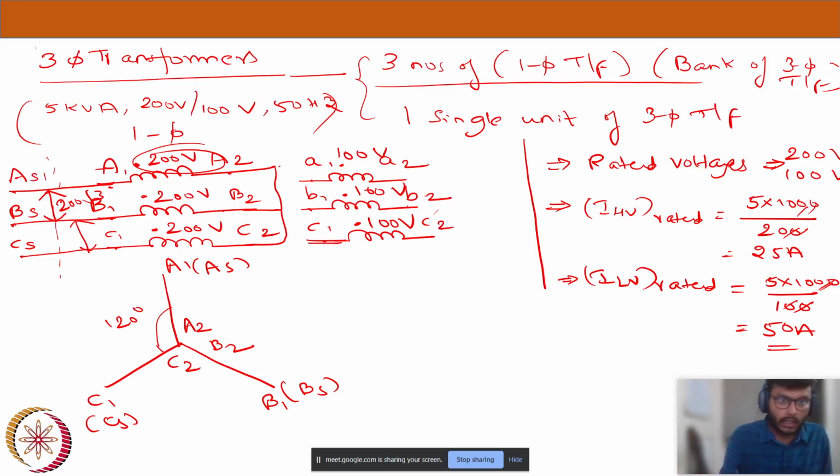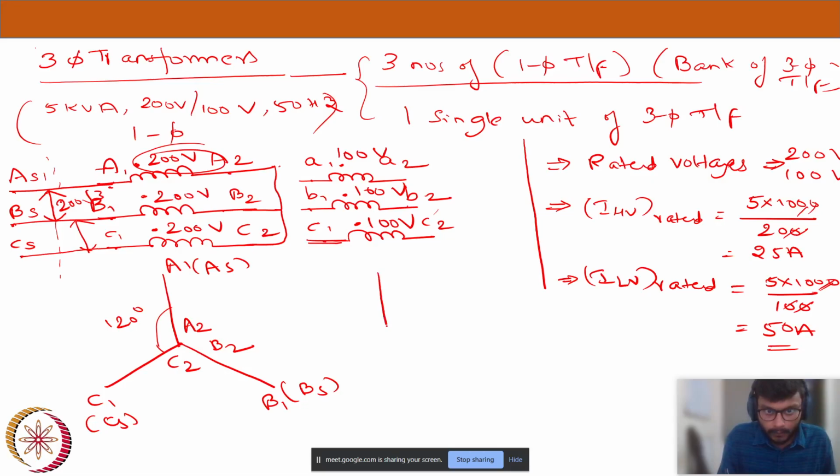Now it will be in parallel. Let me draw the phasor of the secondary also. Since I have not made any connection in the secondary, you can see there is no connection between these three. Now all these phasors are isolated.